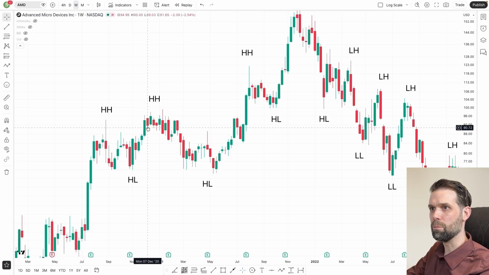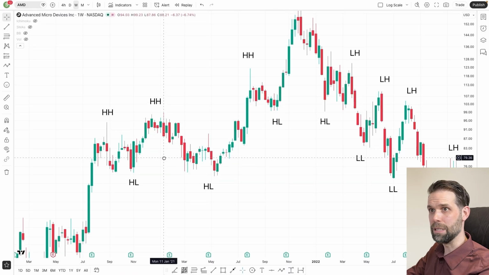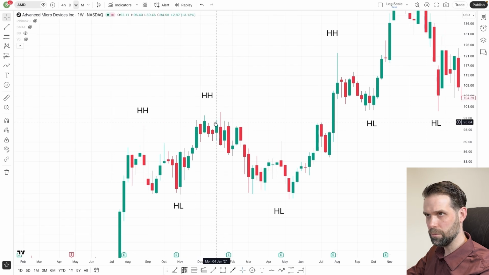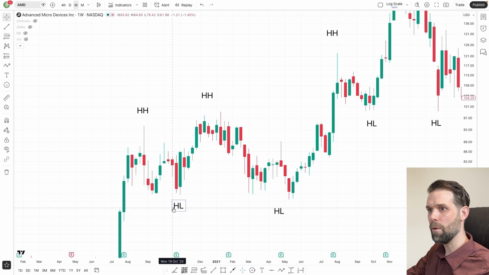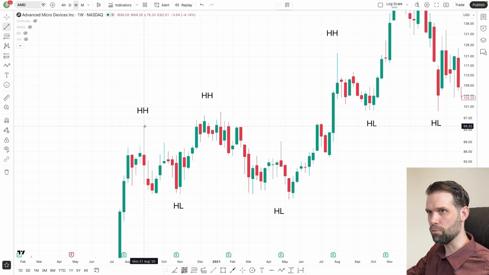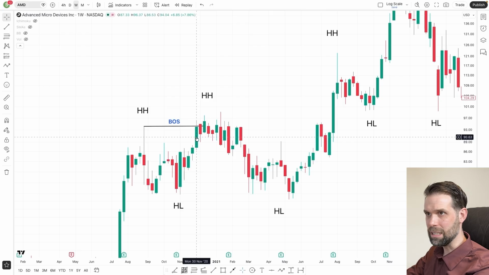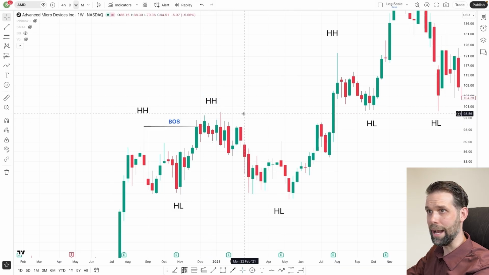So here, let's label some breaks of structure on the AMD chart. So we have a higher high, and then in this area, we have a low. So we have a high, we have a low. And if we zoom in here, we can see that when these candles close above the previous high, so the highest wick in this high zone, that is a break of structure. So right there, when this green candle closed, we have a BOS. So this candle did not make the BOS. This middle one made the break of structure. So we have a break of structure to the upside, and this area is your new higher high.